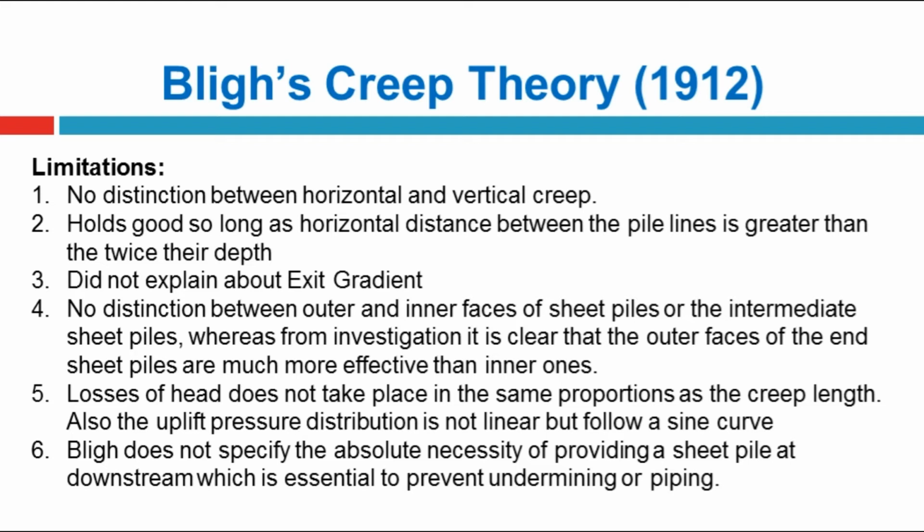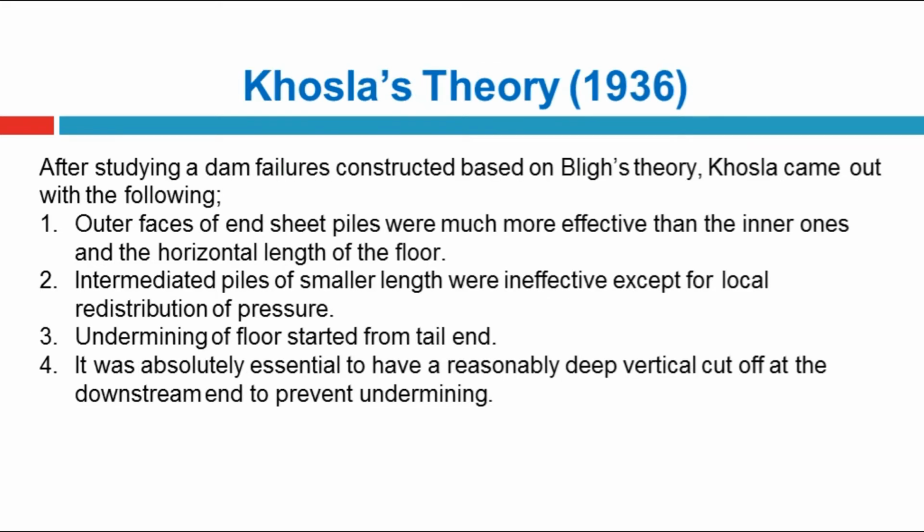Loss of head does not take place in the same proportion as the flow length. Also, the applied pressure distribution is not linear but follows a sine curve. In actual cases it follows a sine curve, but as per that theory it does not give the actual idea. Blix doesn't specify the absolute necessity of providing a sheet pile at downstream, which is essential to prevent undermining or piping.